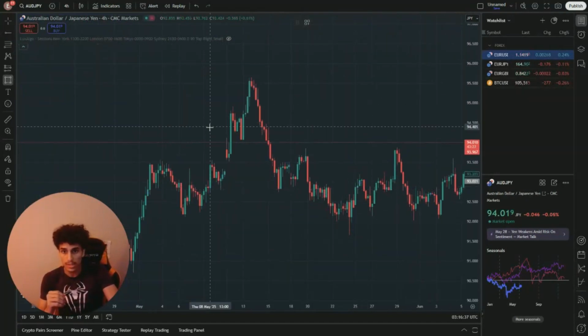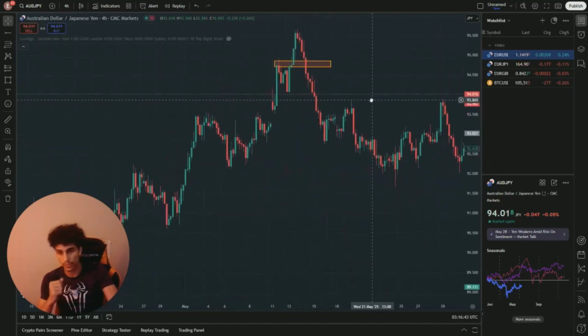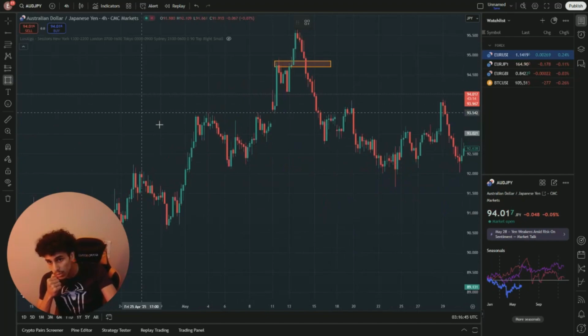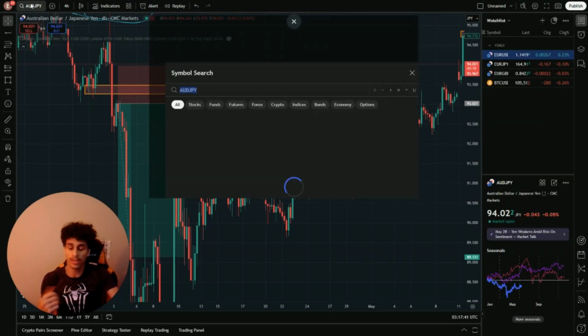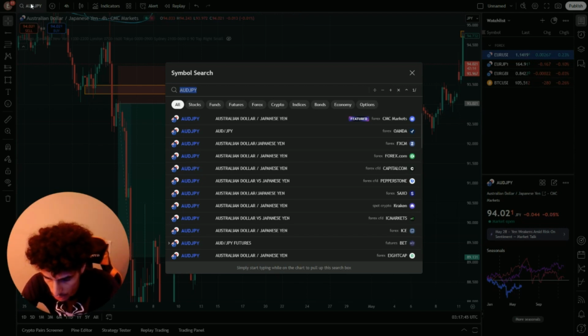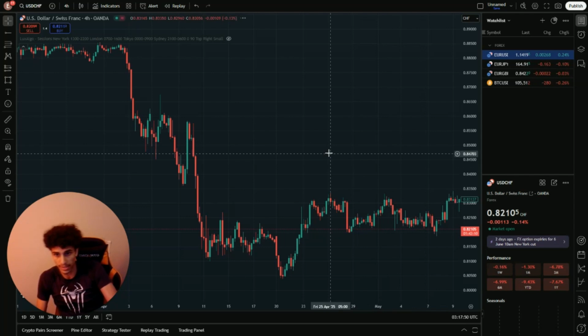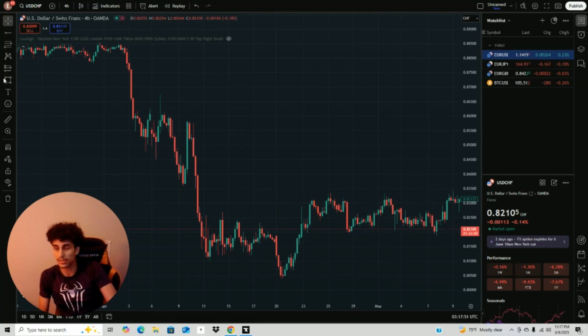Okay, let's see. We have a break of structure right here, but it was a false breakout, so we're not looking for a false breakout now. We're looking for something good. You know what? Forget it, let's just go to a different chart entirely. Something we haven't seen. Let's do USD/CHF. We like that too. Boom. Okay, let's take a look.